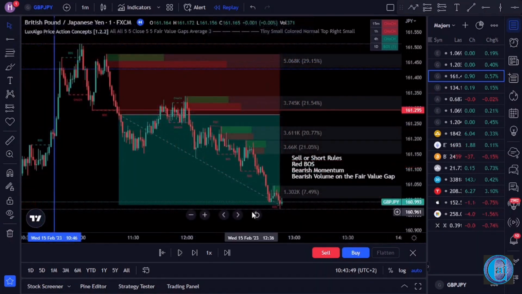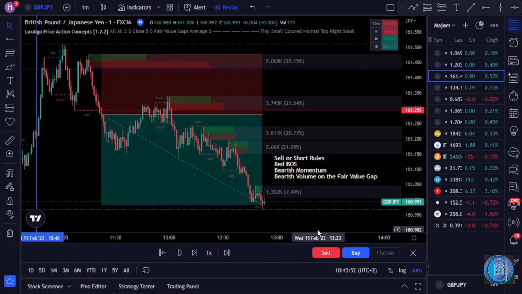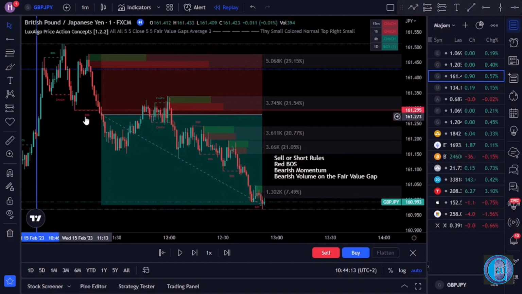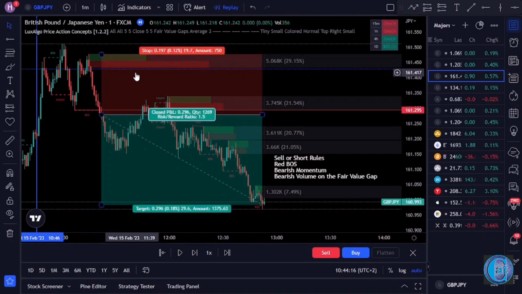First, we need to wait for a break of structure or red BOS. Secondly, we need to have bearish volume, meaning a strong bearish candle or large red candle breaking the BOS level. Then we need to look at our most recent fair value gap, where you can see the bearish volume needs to be larger than the bullish volume, meaning a larger red bar than green bar. Once all of this criteria are in place, you can place your sell trade and aim for 1 to 1.5 risk to reward.